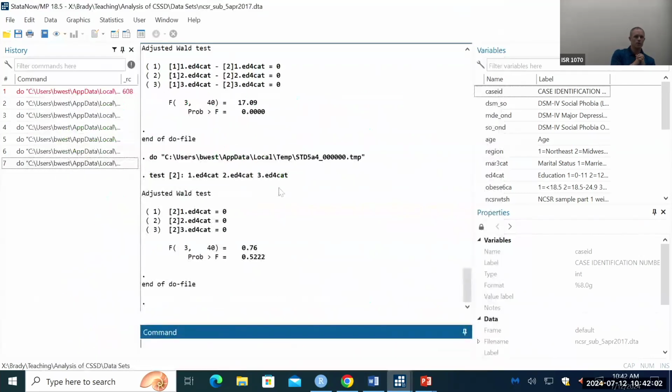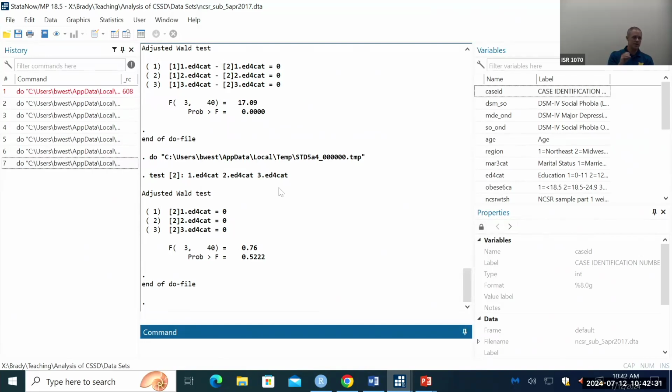Now, what's the conclusion of this test? Say again louder. We're going to reject, or we're going to fail to reject? Fail to reject, right? So we would fail to reject the null hypothesis that all 3 of those coefficients in the second logit, not overall, but in the second logit, are equal to 0.